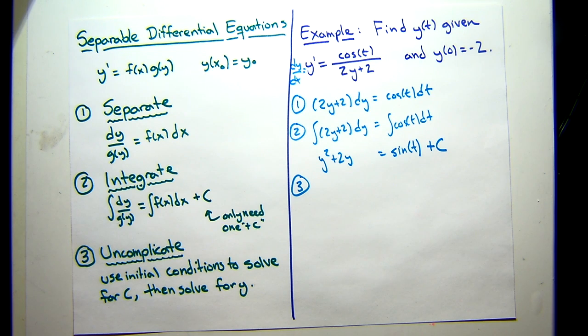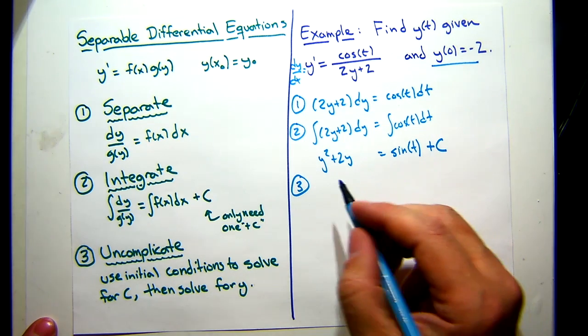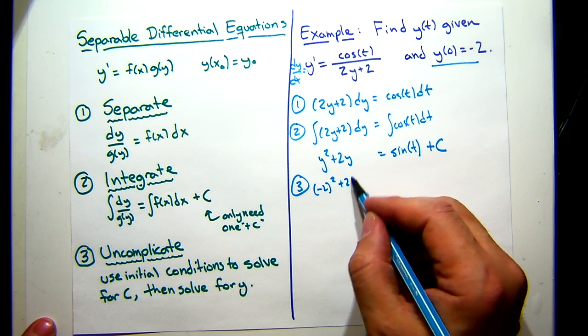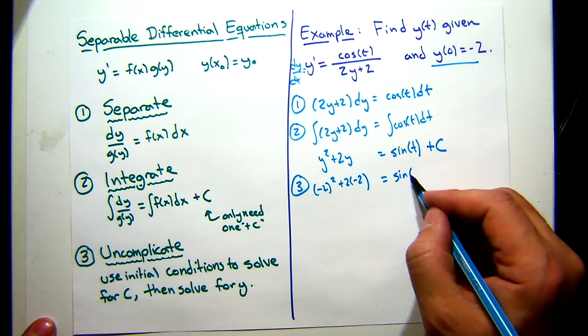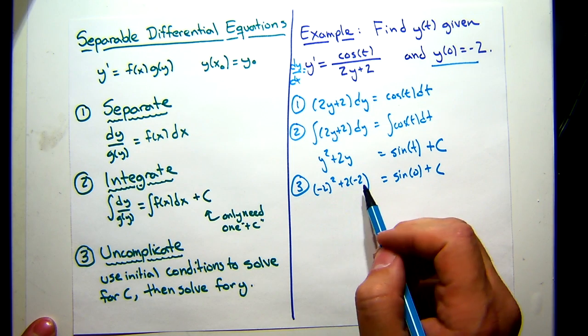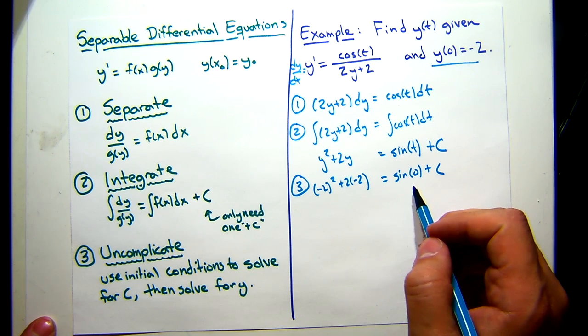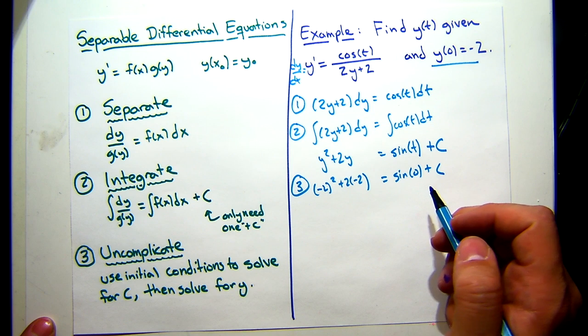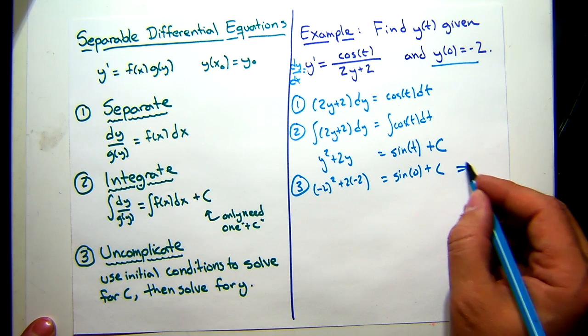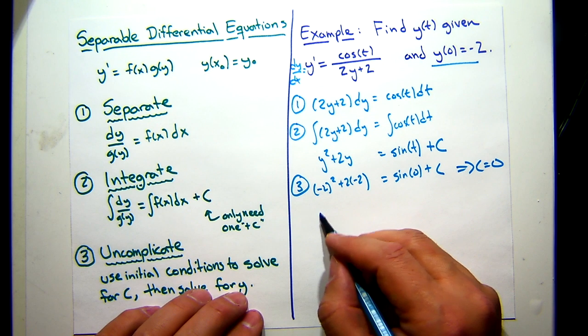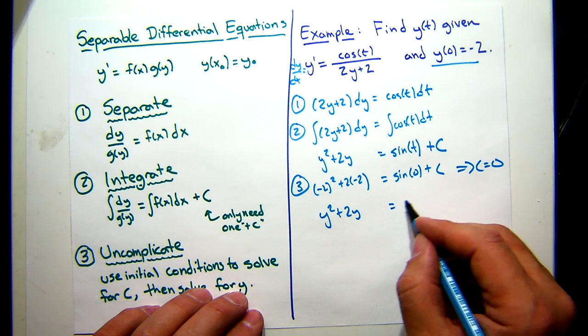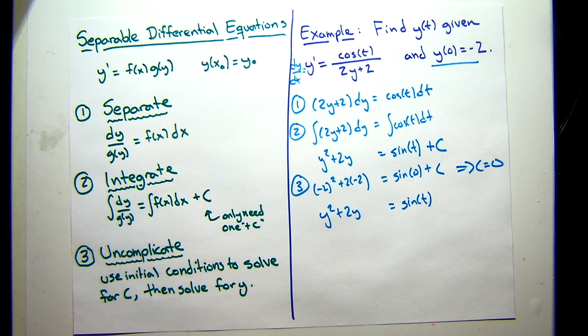Okay, so to finish it, let's use our initial conditions. y of 0 is negative 2, so I take negative 2 squared plus 2 times negative 2 would be sine of 0 plus c. 4 minus 4 is 0. Sine of 0 is 0. And so we can conclude that c is 0. So now we have y squared plus 2y is equal to sine of t. But I want to solve for y. We're not quite there yet. We're close. The problem is we have two y's involved. There's a y in the y squared. There's a y in that 2y. I want to get to a single y. What's something I could try to do here?